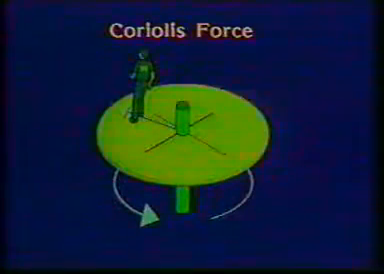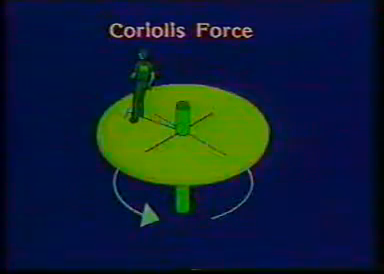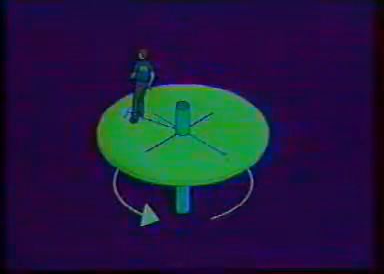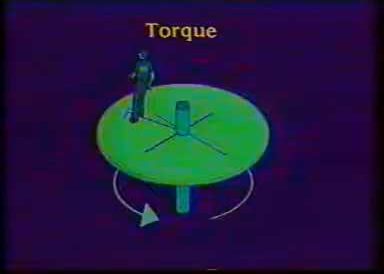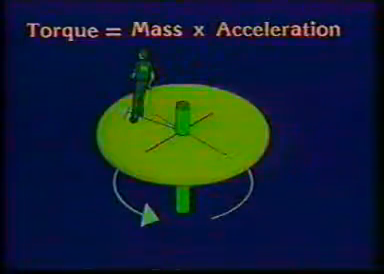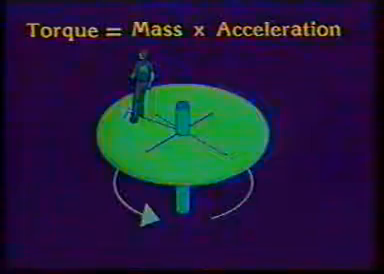It is this force, produced by the rotation of the Earth, that makes water in a vortex swirl clockwise in the northern hemisphere and counterclockwise in the southern hemisphere. The Coriolis force produces an acceleration when it acts upon a mass. A measurement of the force or torque exerted by the Coriolis acceleration provides the means for direct determination of mass flow. This is because torque is equal to mass multiplied by acceleration.